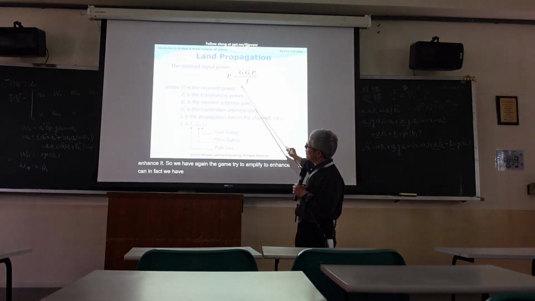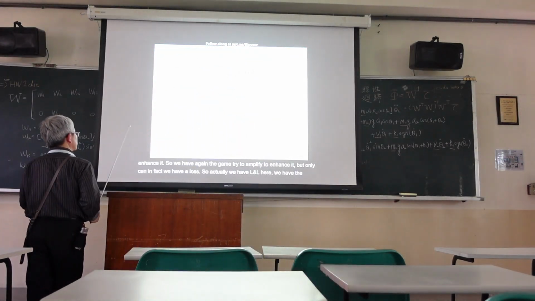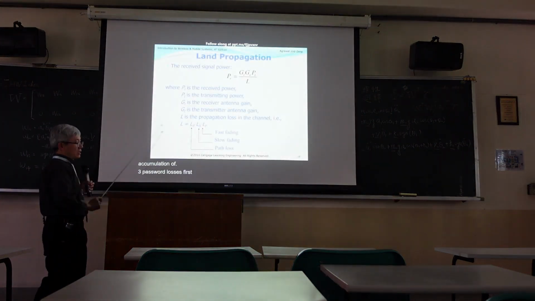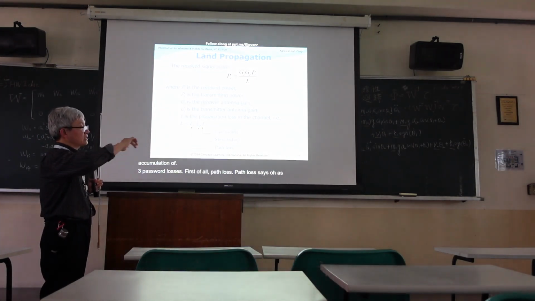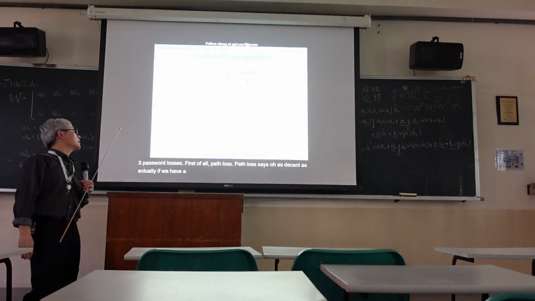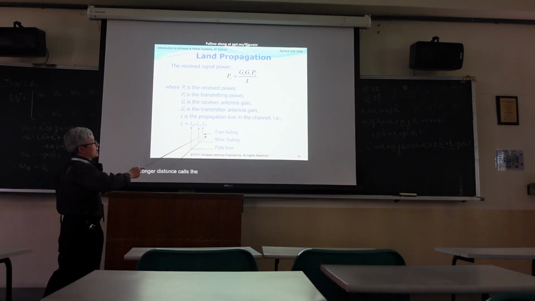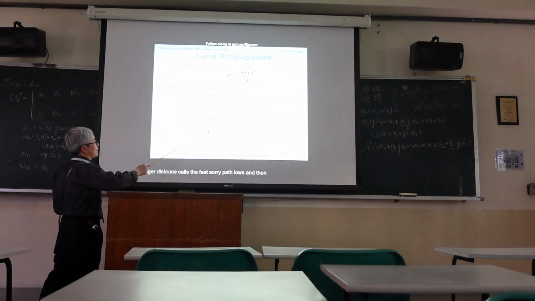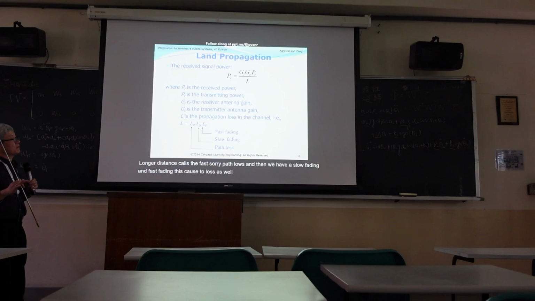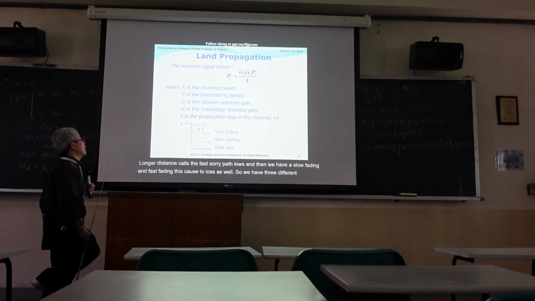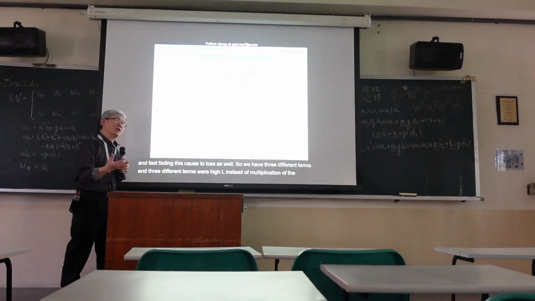So actually we have L, and L here is the accumulation of 3 possible losses. First of all, path loss. Path loss says that as distance grows, a longer distance causes path loss. And then we have slow fading and fast fading. These cause loss as well. So we have 3 different terms, and L is the multiplication of the 3 factors, because we want to accumulate.